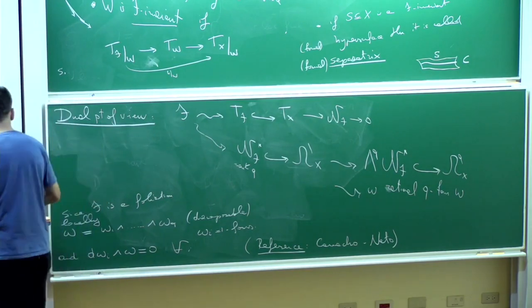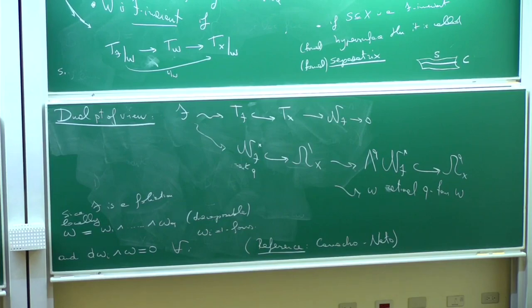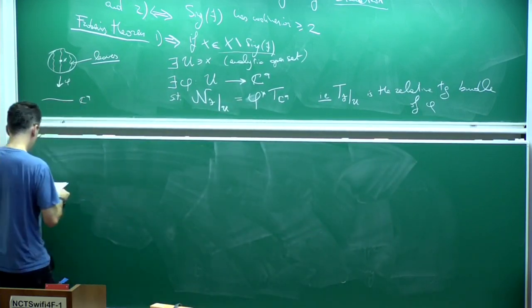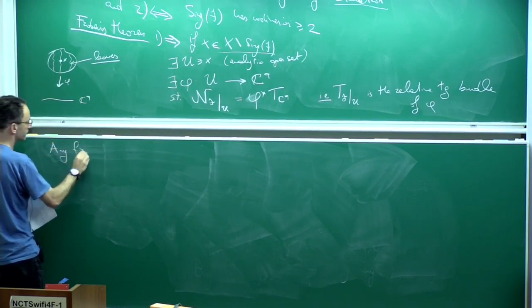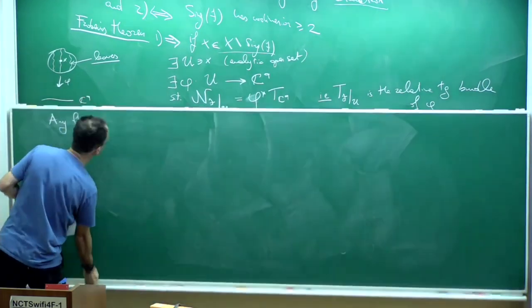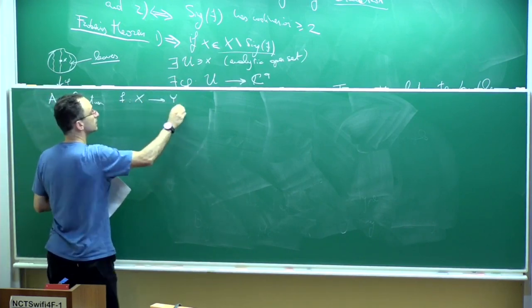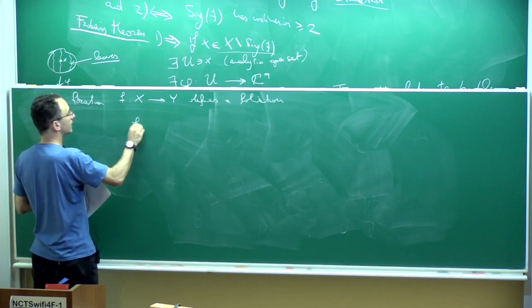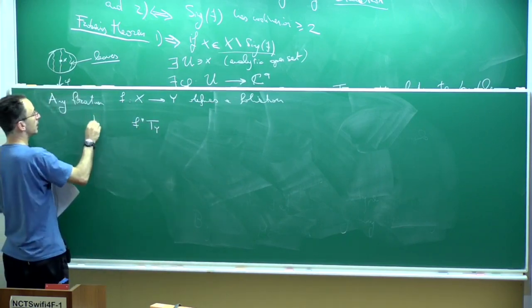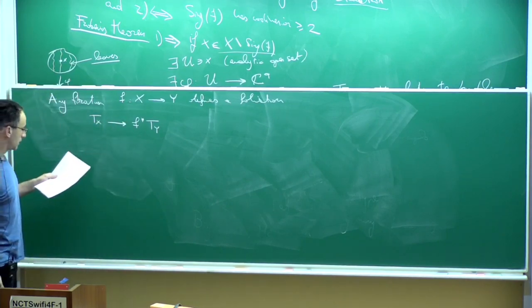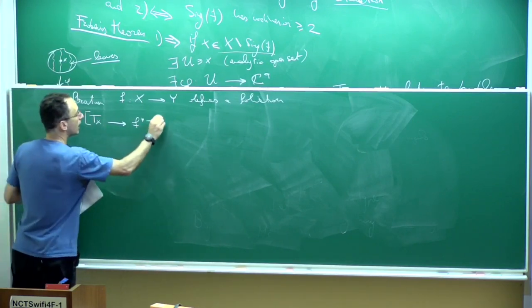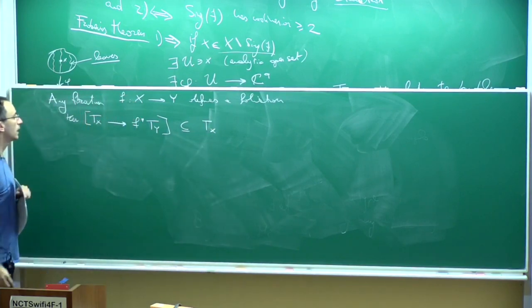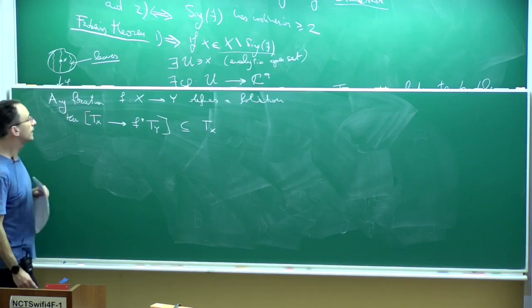Okay, so very briefly, how to construct examples of foliations. Any fibration defines a foliation. So how does it work? Well, of course, I can take the tangent bundle of X, and this will map onto the tangent bundle of Y, and then take the kernel. This will give a subsheaf of TX, of course. But in general, it's not saturated. Okay? So I need to take the saturation.